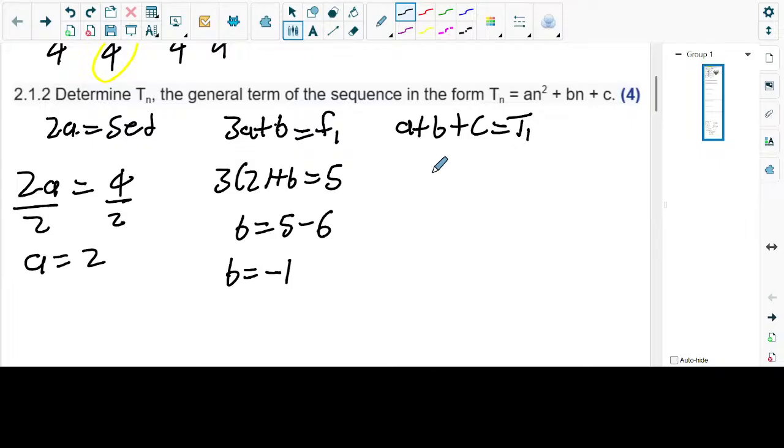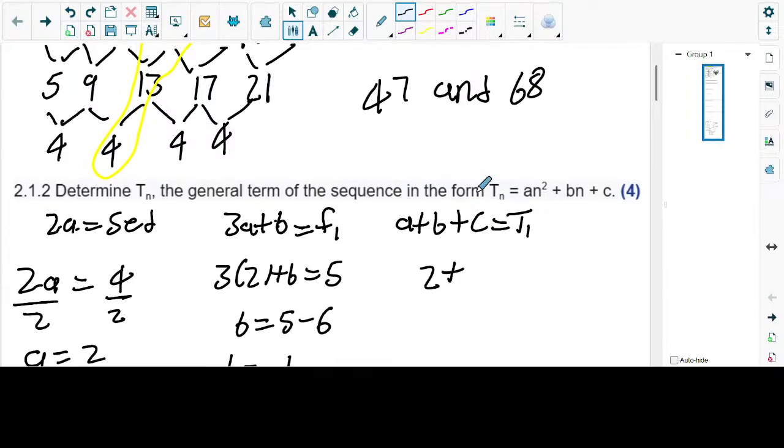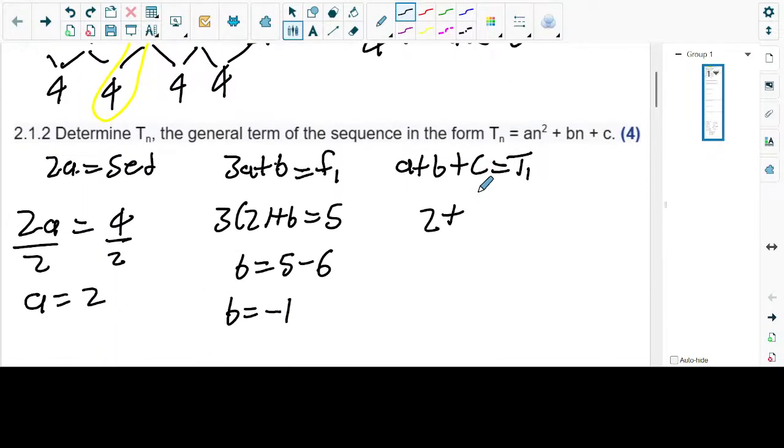Next, we have a plus b plus c, which is equal to the first term. What is the first term? It's 3. So we have 2 plus minus 1. I put the 1 minus 1 in the bracket, plus c, which is equal to 3.